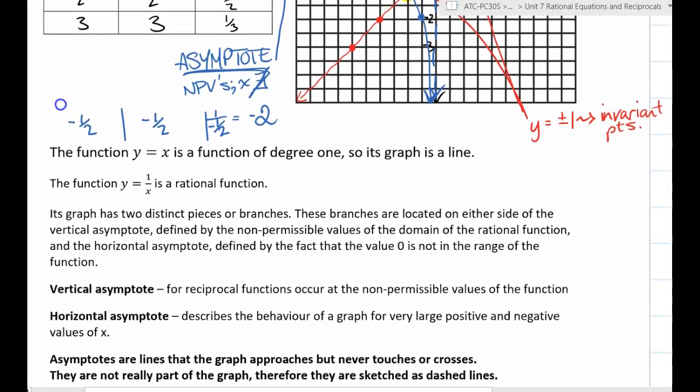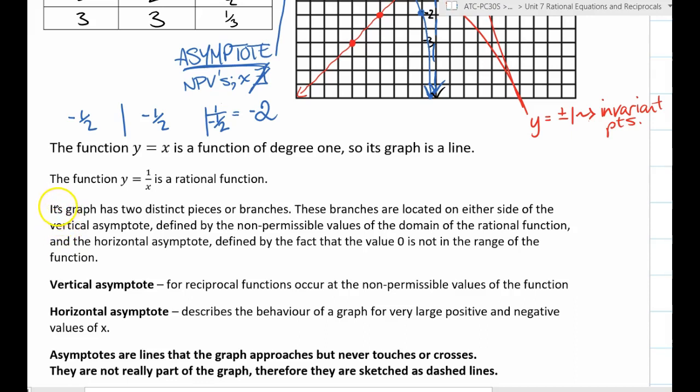Okay? So just kind of reading through here, the function y equals 1 over x is a rational function. Okay, the second we have the variable in the denominator, that's what makes it a rational function. Okay, it has two distinct pieces or branches. These branches are located on either side of the vertical asymptote, defined by the non-permissible values, and the horizontal asymptote, defined by the fact that the value of 0 is not in the range of the function.